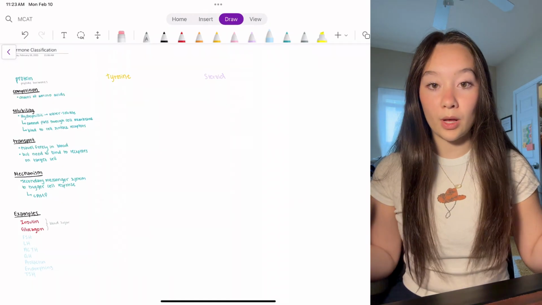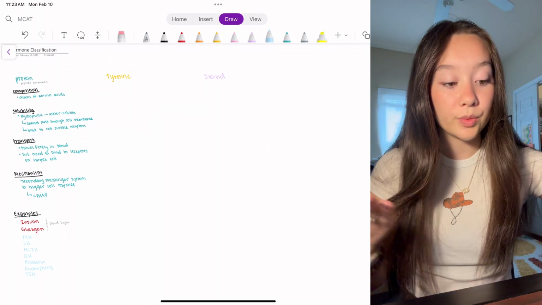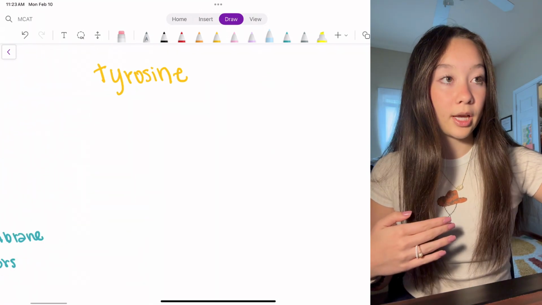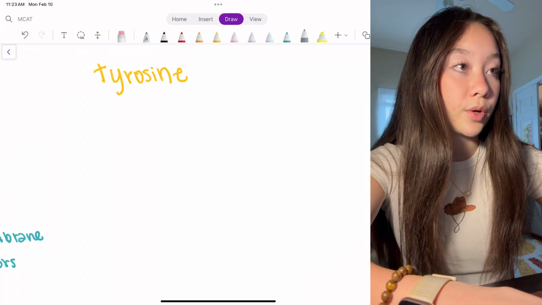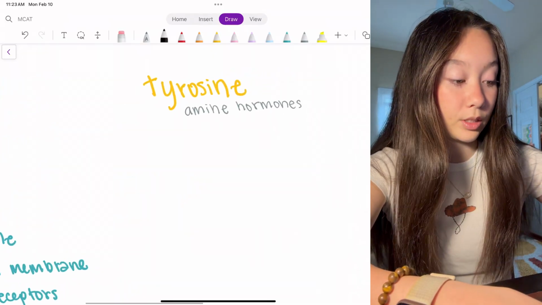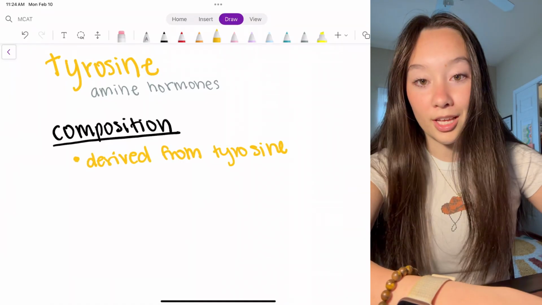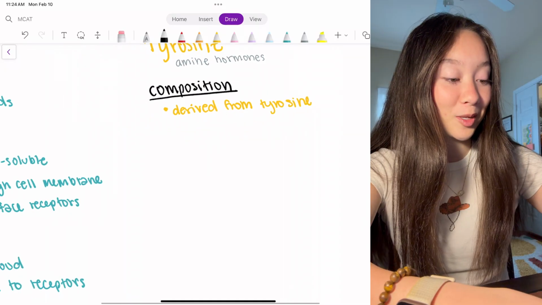Now we're going to zoom back out and we're going to start looking at tyrosine-derived hormones. So we finished the protein-derived hormones. Tyrosine-derived hormones are also amine hormones. Let's first start with their composition. These are derived from the amino acid tyrosine. Shocking, I know. Now let's talk about solubility.